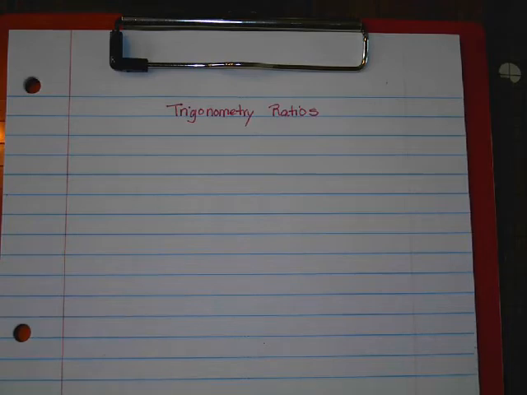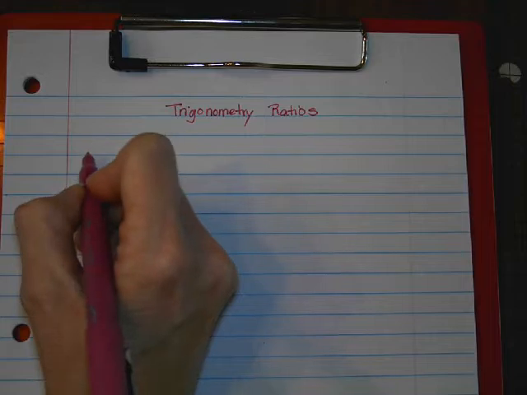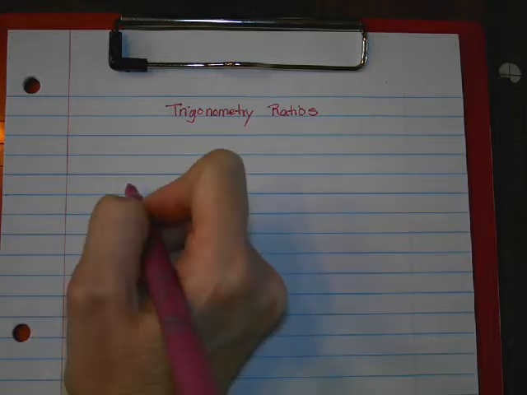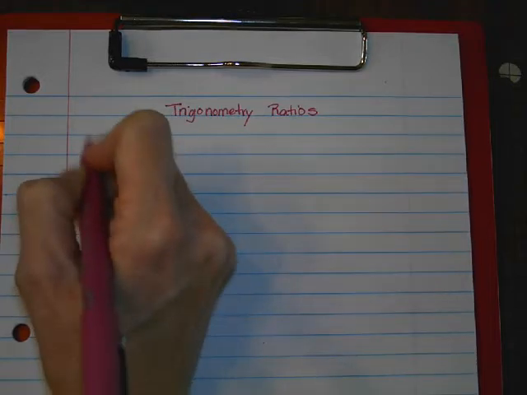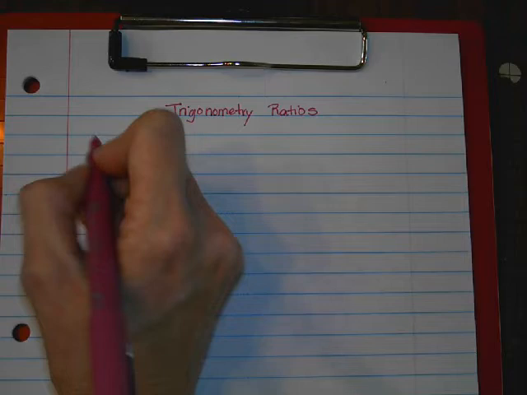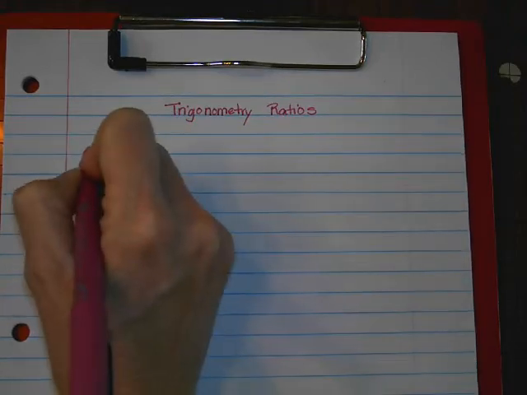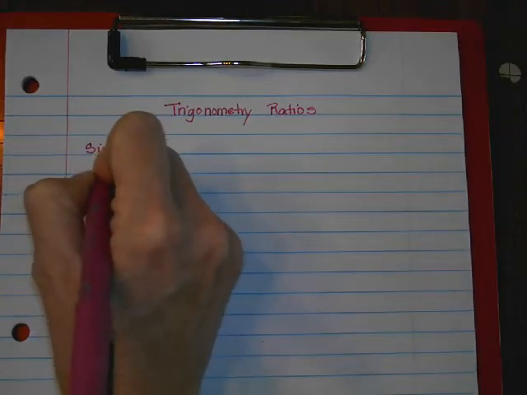Alright, there are 6 trig ratios. They're going to use these from ones we learned in geometry. For those of you that had geometry, I know I taught all this beautiful information to you, so let's see how much was in your brain. Alright, so our first one is going to be the sine ratio.